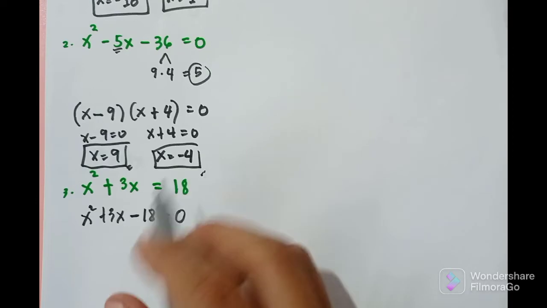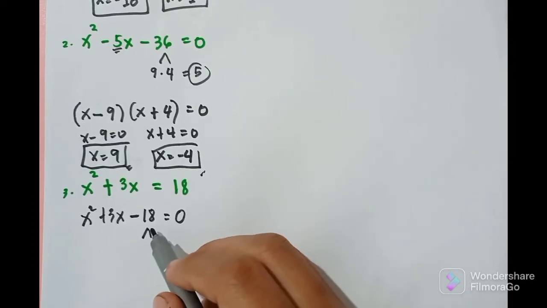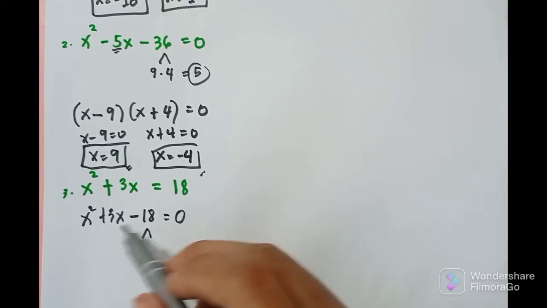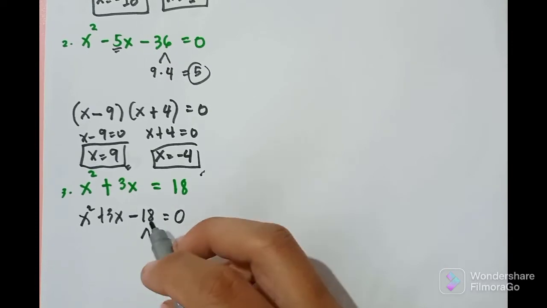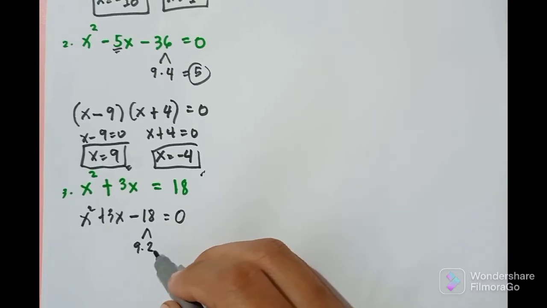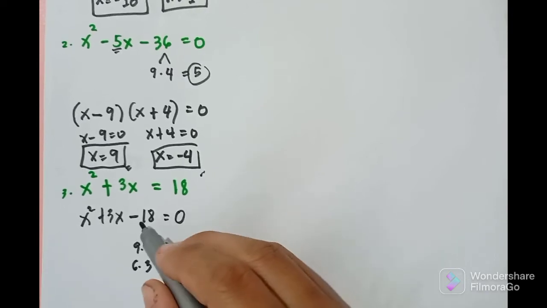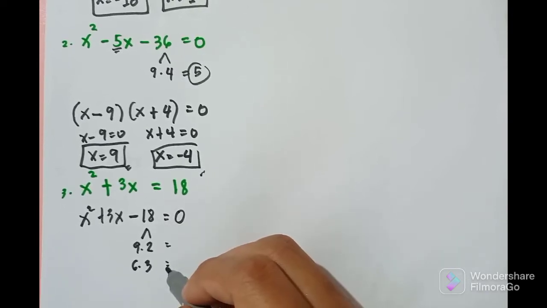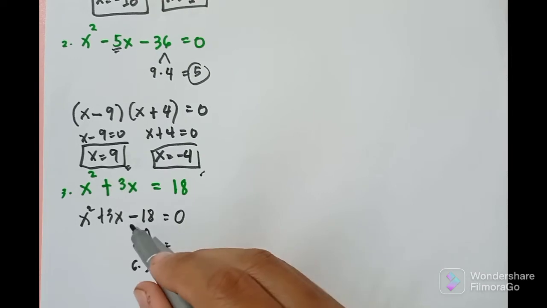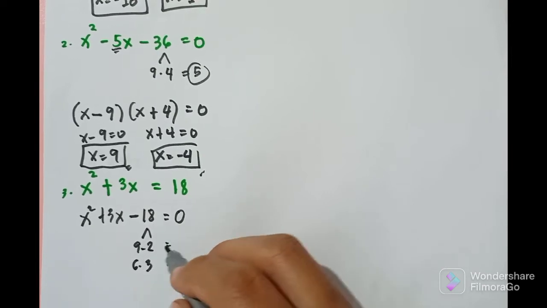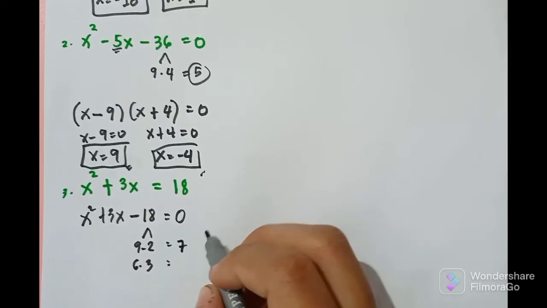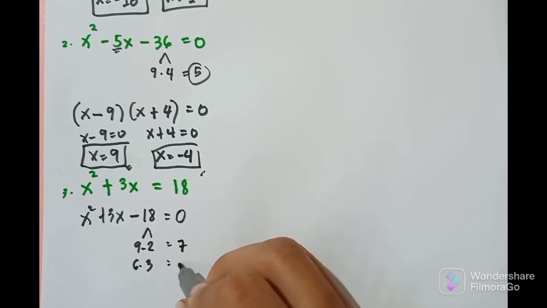So, ano ba yung mga factors ng 18? So, we have, hindi natin lalagay yung 18 times 1 kasi ang layo niya sa 3. So, ano ba? 9 times 2? Ano pa ba? 6 times 3. So, again, anong gagawin natin? Add or subtract. Okay, we're gonna subtract the factors kasi nga minus si C. So, 9 minus 2, that is equal to 7. 6 minus 3, that is equal to 3.